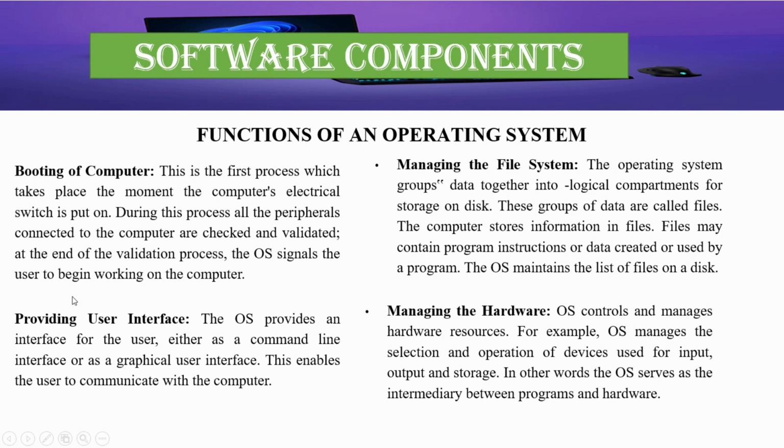It provides a user interface. The OS provides an interface for the user, either as a command line interface or as a graphical user interface. This enables the user to communicate with the computer. The number 4 function of OS is managing the hardware. OS controls and manages hardware resources. For example, OS manages the selection of operation of devices for input and output storage. In other words, the OS serves as an intermediary between the programs and hardware.